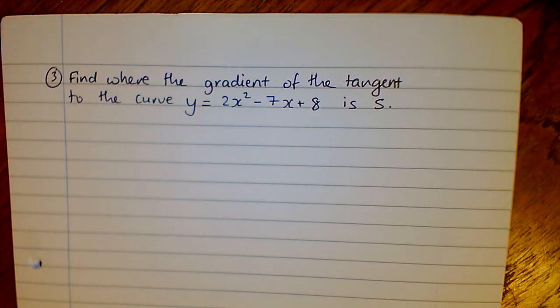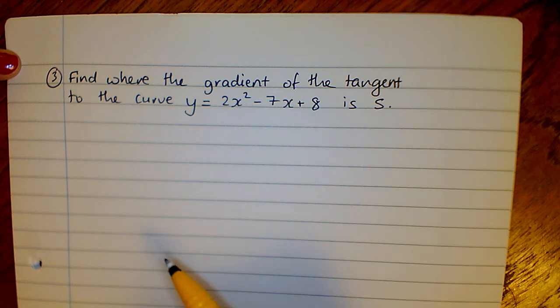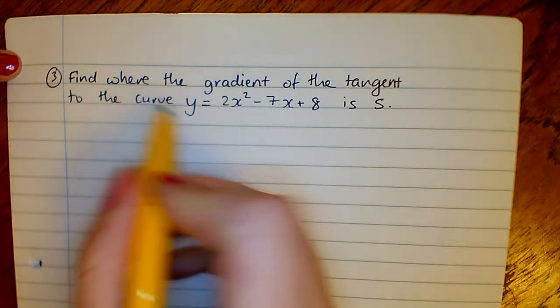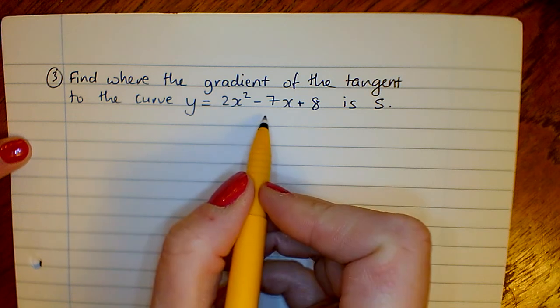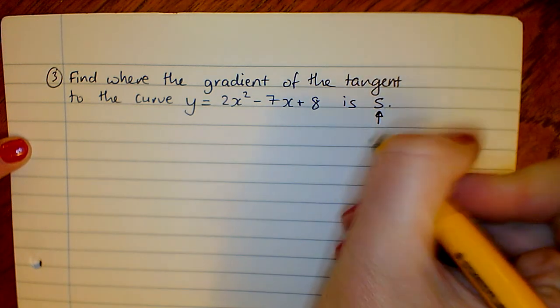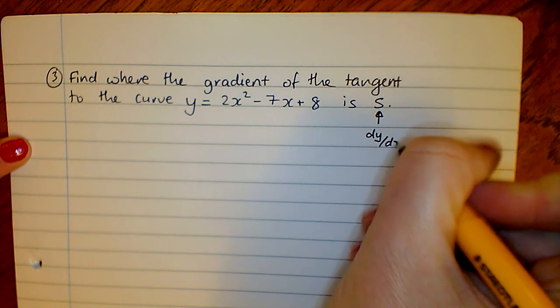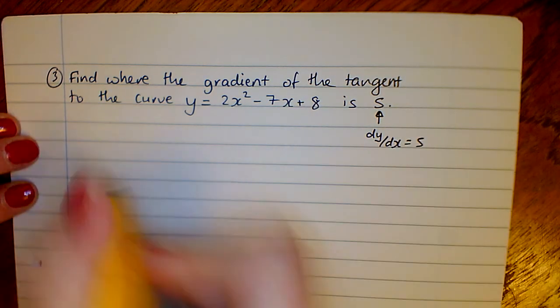Okay, so we've looked at finding the value of the gradient of the tangent at particular points, and now the next couple that we're going to look at, we're doing it in the reverse order. This time we're given the gradient of a tangent and we have to find the point. So find where the gradient of the tangent to the curve y equals 2x squared minus 7x plus 8 is 5. So this is what dy by dx equals. It equals 5, and we have to work out the point that makes that happen.